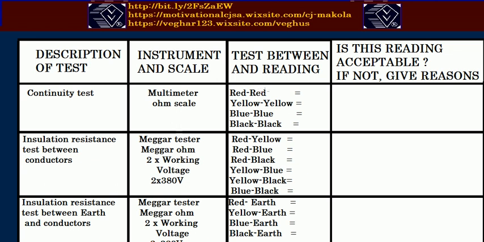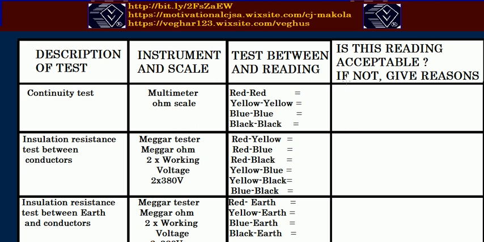We have to test between red and red because it's in one cable. From the start to the finish is one complete cable. And for the insulation test, we have to test between the conductors, and also between the conductors and earth. You can't test insulation on one conductor, because you're testing the insulation, you're not testing the cable. You can test here using the megohm range, and then here you write whether it is acceptable or not acceptable.